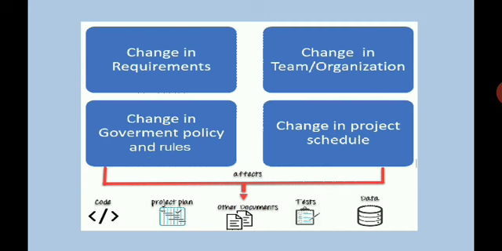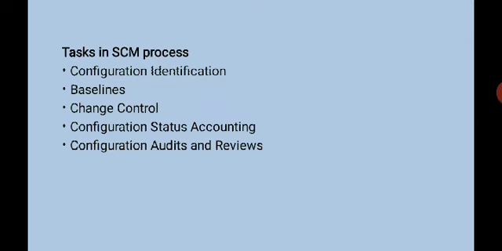See, if I look at this figure, a requirement change or any change in team or any change in government policy is introduced, what will it affect? It will affect your code, your project plan, other documents, tests, and data. So all these will be affected. What are the tasks in the SCM process? You do configuration identification, you do baselines, you identify your baselines wherein you work from, you do change control, okay, and then configuration status accounting, and configuration audits and reviews. So these are the 5 tasks that actually happen in the SCM process.